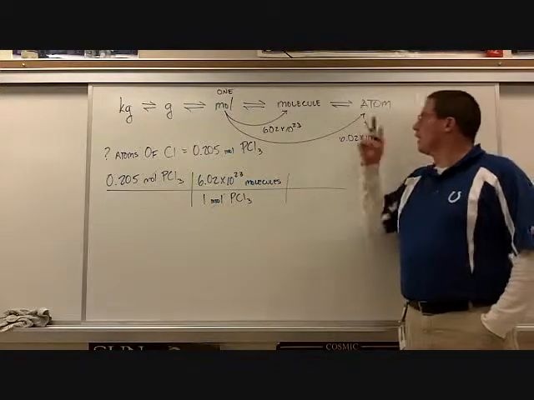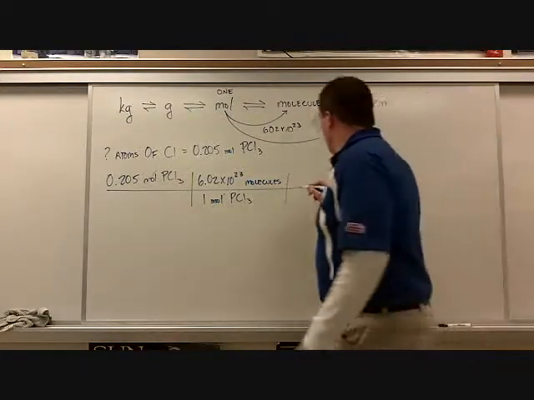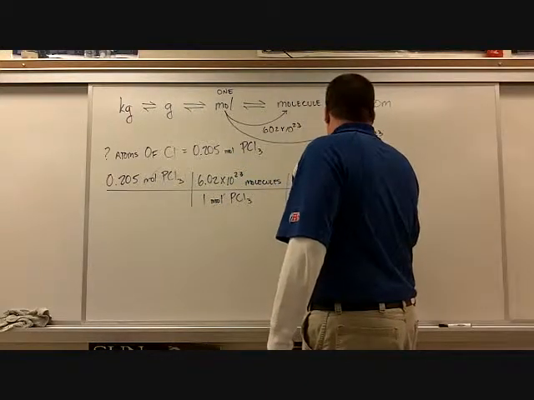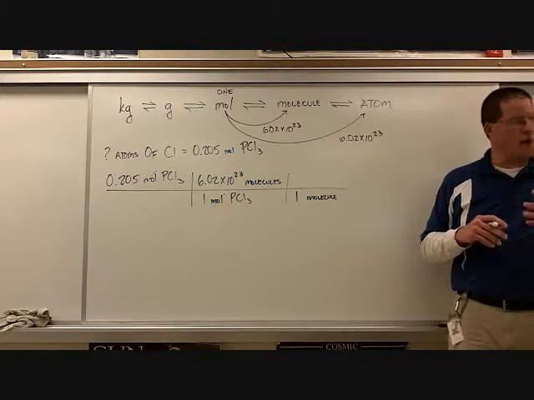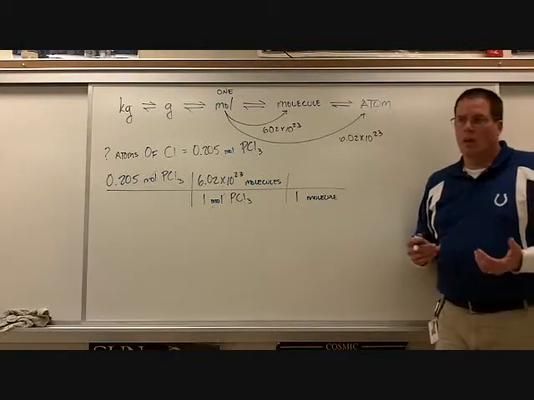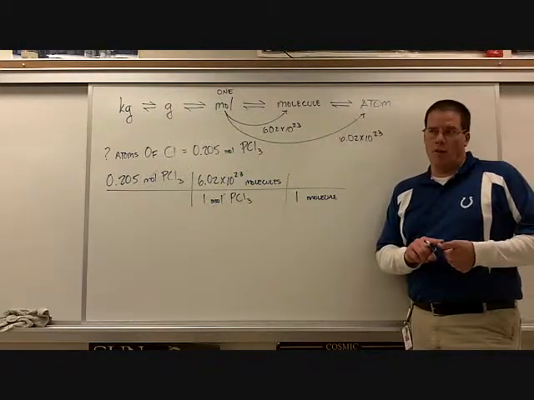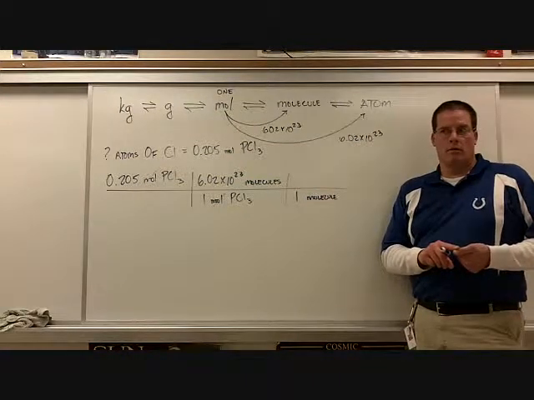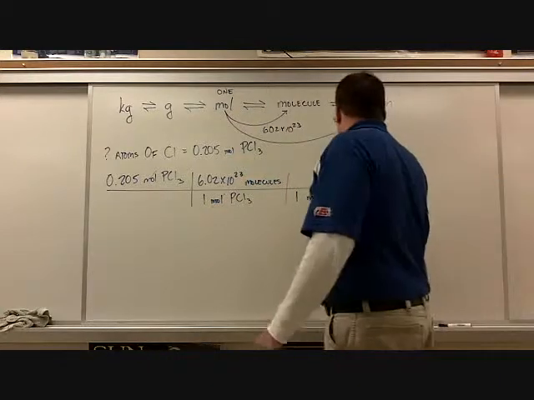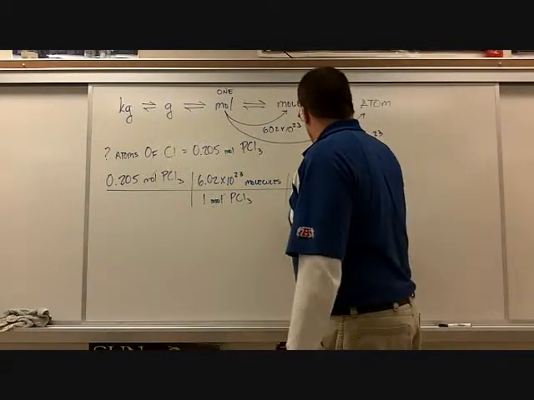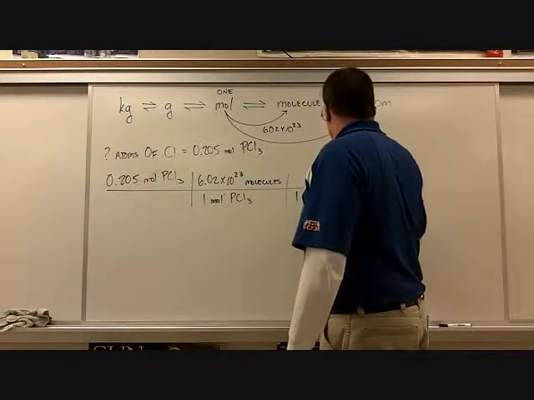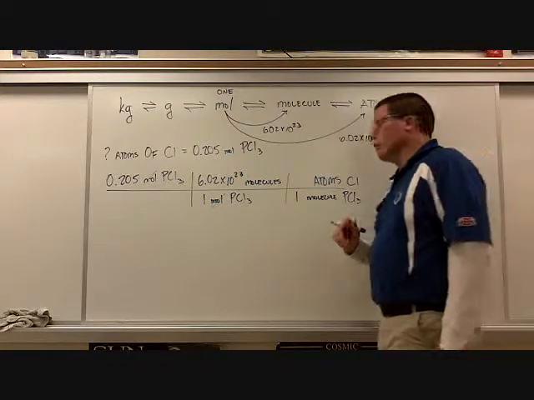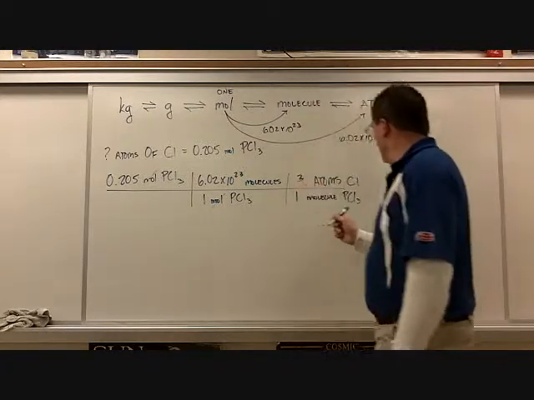What do we do next to get the atoms? 1 molecule on the bottom, good. Because what we want to do is we always want to assign the value 1 to the larger of the 2 units. So if I look at a molecule of PCl3, is that bigger or smaller than an atom of chlorine? Bigger, much bigger. So 1 molecule of PCl3, and then this is atoms of chlorine. So what value am I going to put there? Why? Because there's 3. Good, there's 3 in the compound.